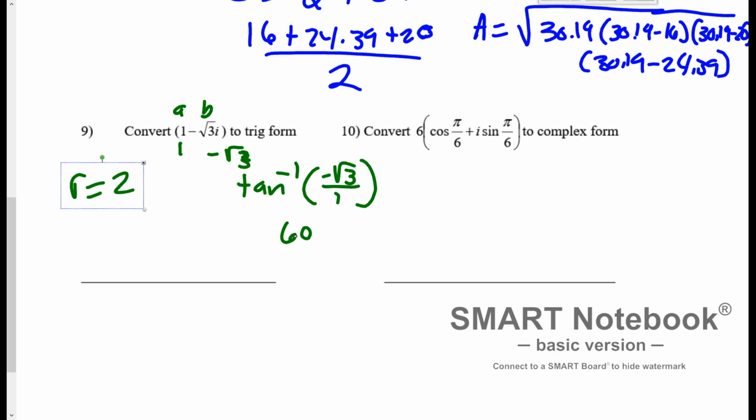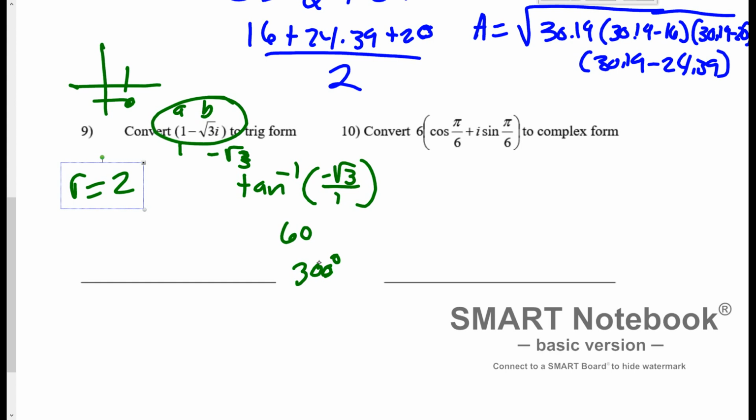So either pi thirds or 60 degrees would be our reference angle, but we want a negative tangent. Since we want a negative tangent, that would be in the second quadrant or the third quadrant. To determine which one, if we graph this, we go over 1 and down root 3, so we're in the fourth quadrant, so that would be 5 pi thirds or 300 degrees. Oops, 300 degrees, not 3,000.